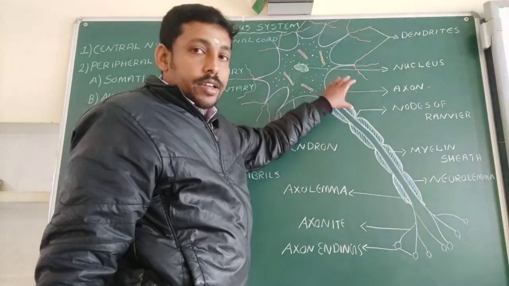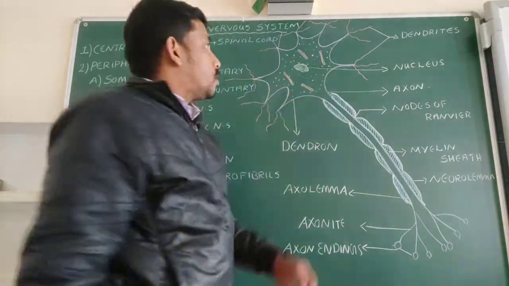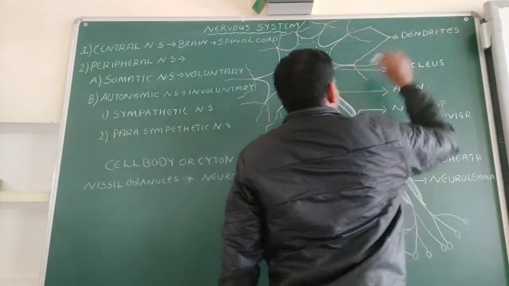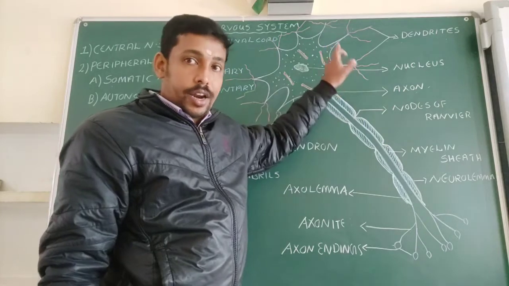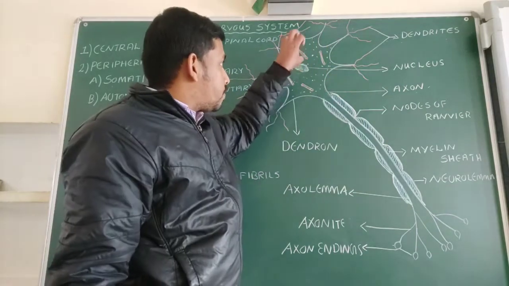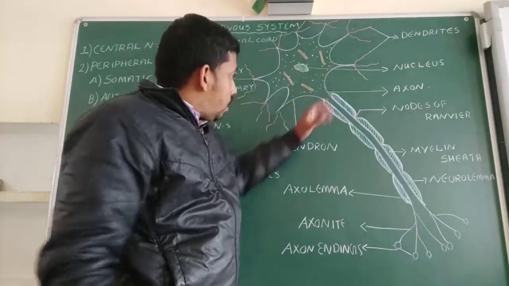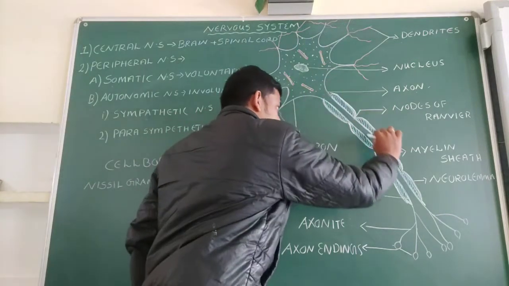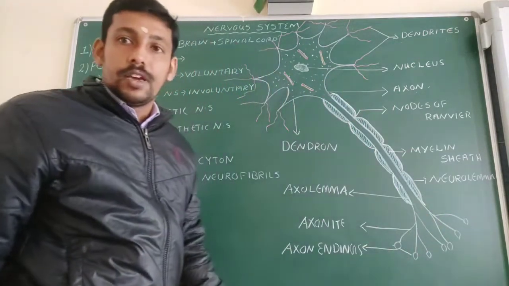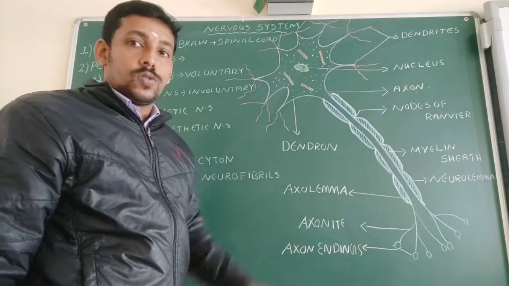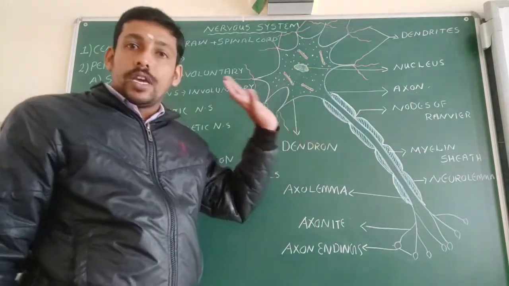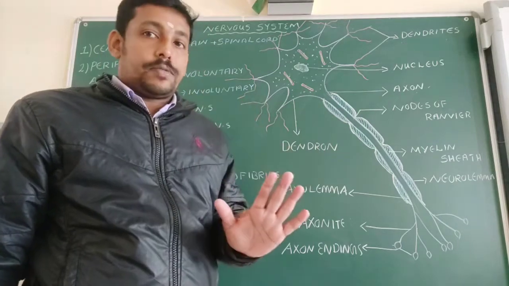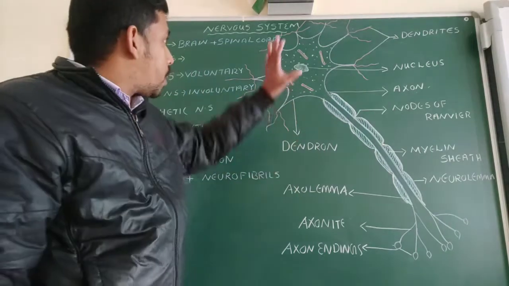We can see that these dendrons end in numerous branches. They are known as the dendrites. Dendron ends in branches, known as dendrites. So cell body, dendrites, and the axon, the longest process arising from the cell body. These three constitute the principal areas of the neuron.